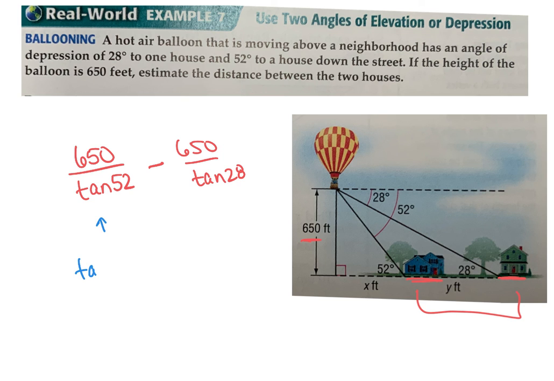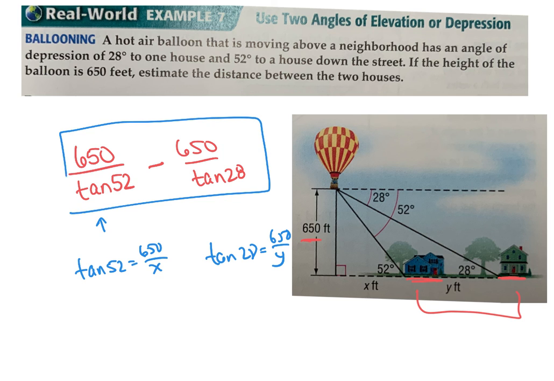Well, the tangent of 52 should equal 650 over x here. And the tangent of 28 should equal 650 over y here. And I really need x minus y. All right? And so you can actually put this into your calculator without rounding. You can do it all. It'll do order of operations if you have a large calculator. If you don't, you may have to put it in and round, and then subtract. Okay?